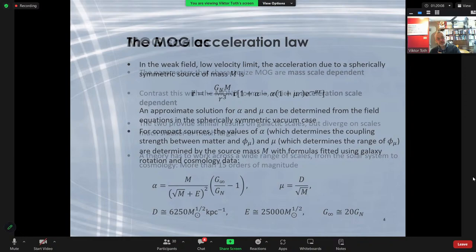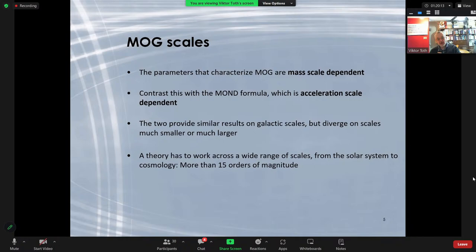The point about MOG is that unlike MOND, which has an acceleration scale, MOG basically scales with mass or range. So the two theories provide similar results on galactic scales. But on other scales, there is a deviation between the predictions. So in a sense, this might actually lead to observational tests that might distinguish the two classes of theories from one another. As I said, the theory has to work across many orders of magnitude.